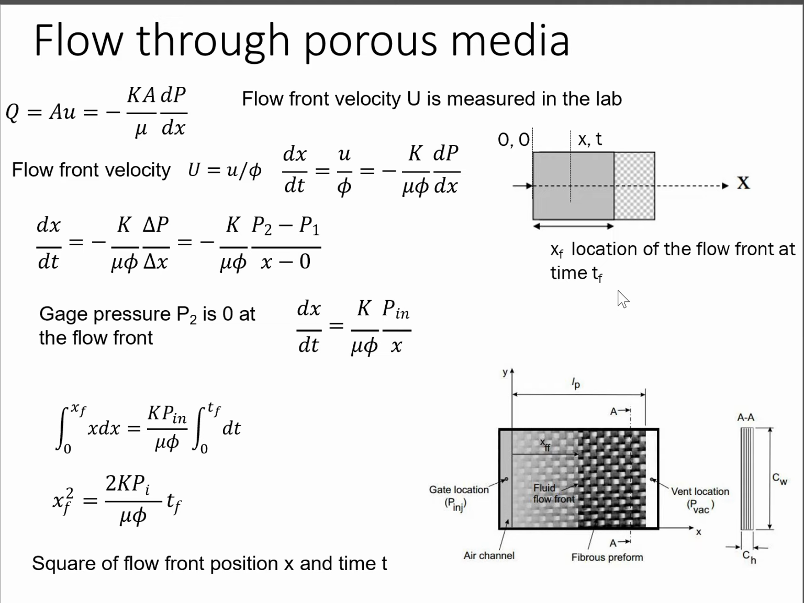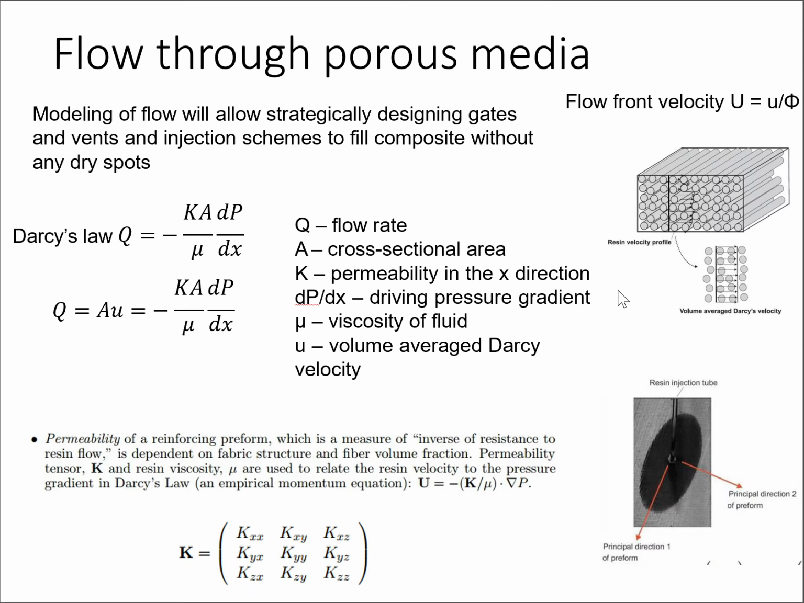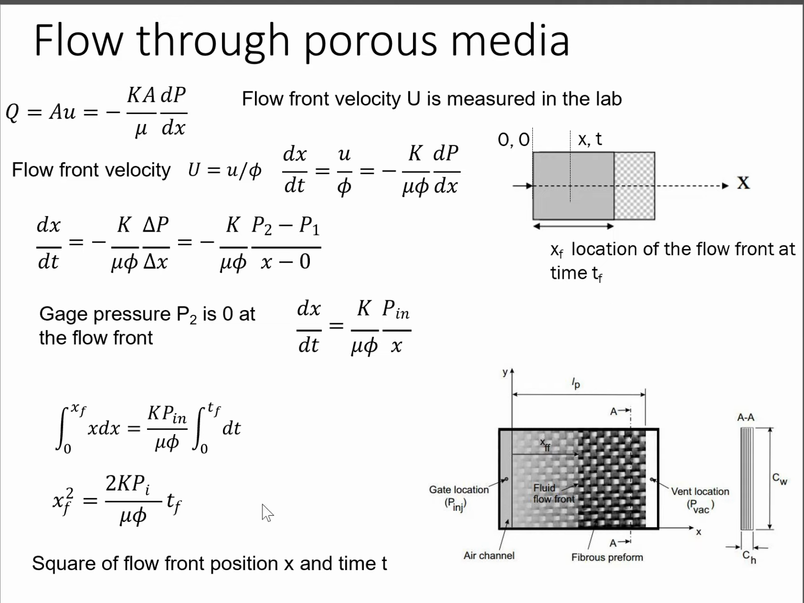Okay, so for this scenario, we can introduce the concept of flow front velocity, which is capital letter U, equal to the velocity u divided by the porosity of your system. So dx dt, the rate of change of location with respect to the rate of change of time, is your velocity divided by the porosity of your system. What does porosity mean?